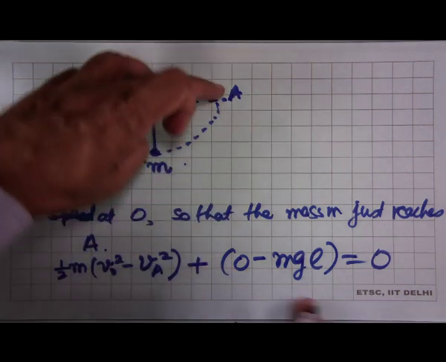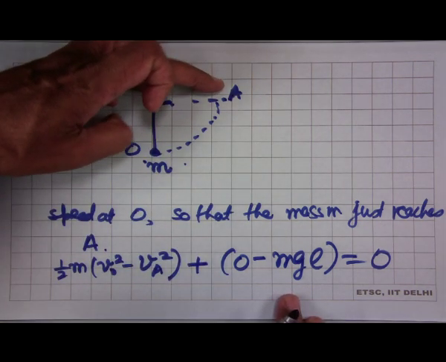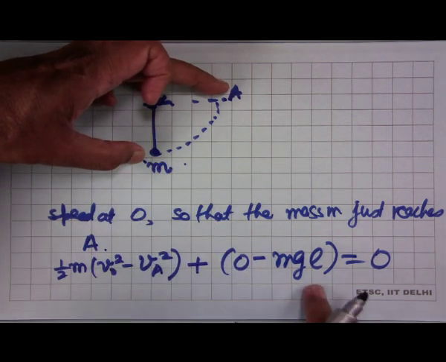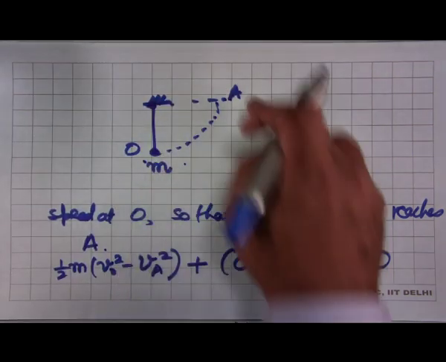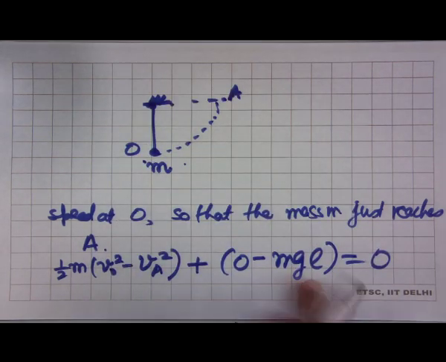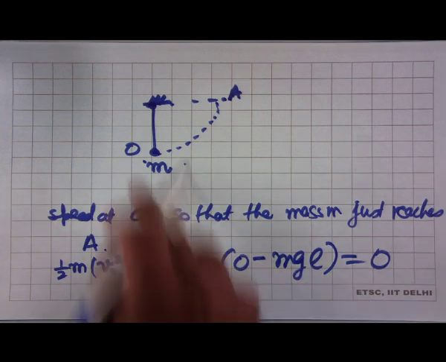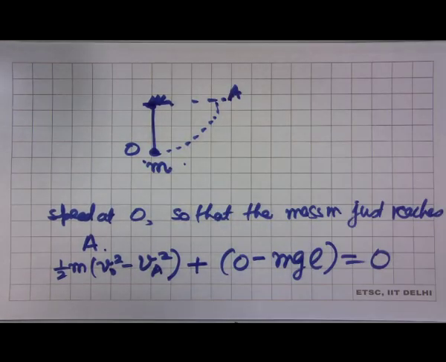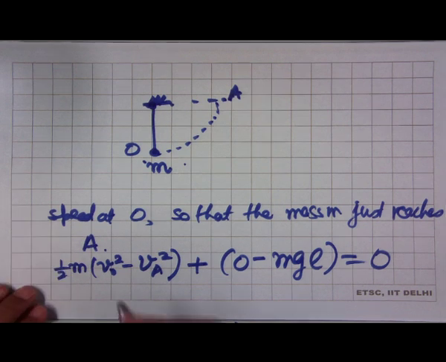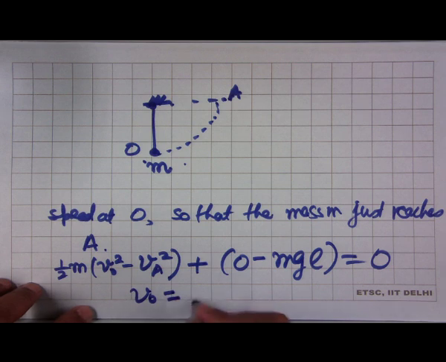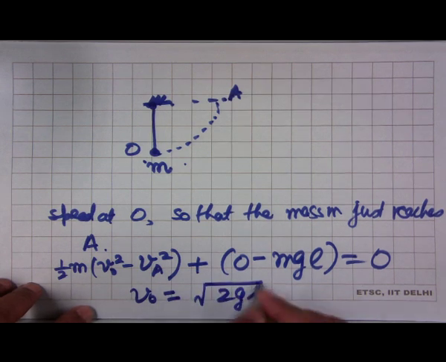So, at point 2 the potential energy, if I take it as 0, then the potential energy here will be minus mgl. So, this is how I have taken the datum at point A. Because this point is down, minus mgl is the potential energy at this position, while the potential energy at A has been taken as 0. So, from there what we can get is velocity at 0 is equal to square root of 2 gl.